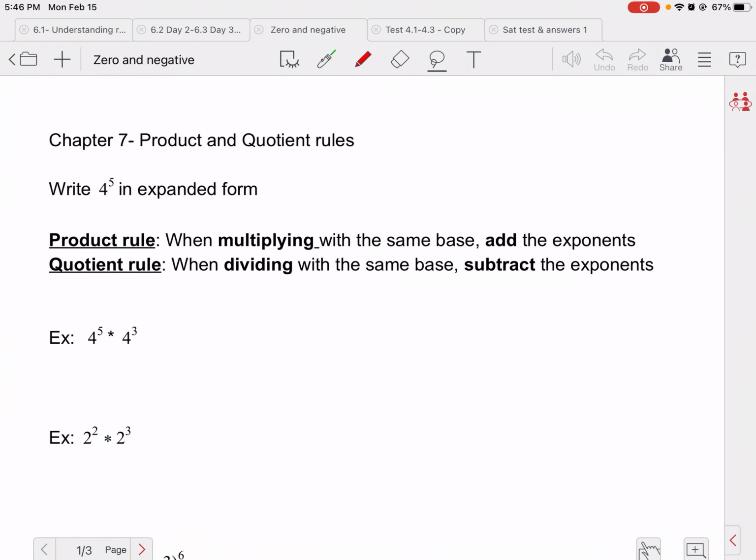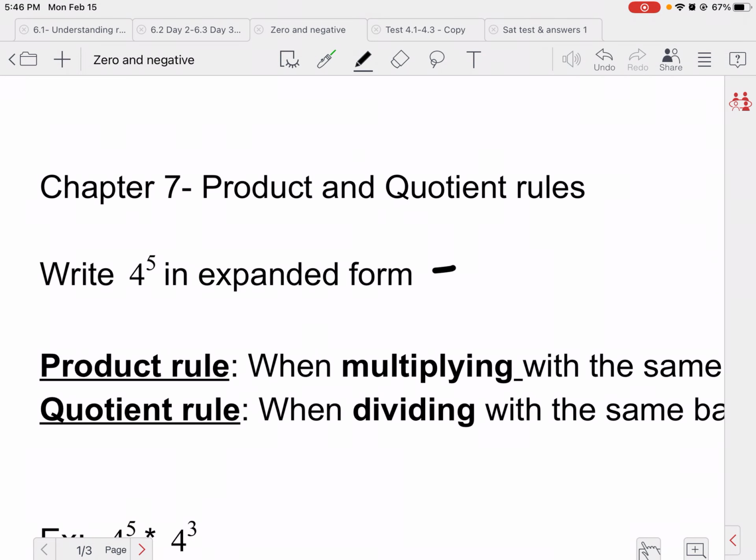Hi guys, welcome back. We're going to start talking about exponents and exponent rules today, okay? We have several different rules that we're going to talk about, and today we're going to talk about the product and quotient rule. So let's just recall, how do we write 4 to the 5th in expanded form?